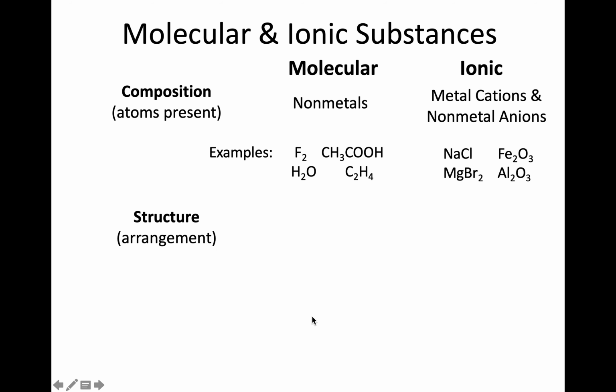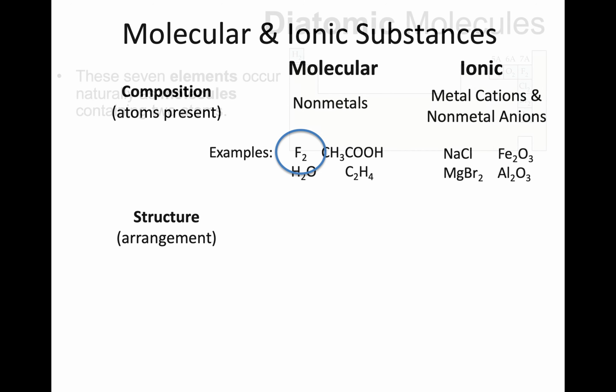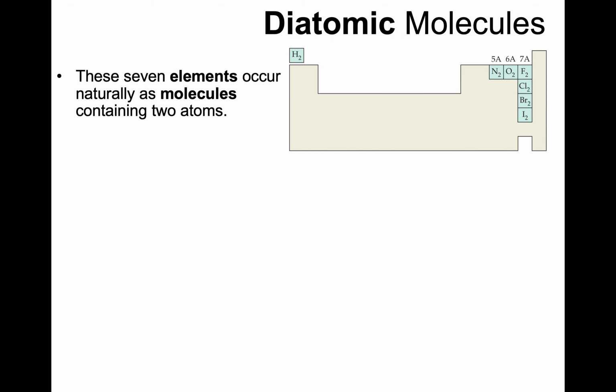We analyzed the formulas. We considered the structure. How about something like F2? What's that going to look like? F2 is an example of a diatomic molecule. There are 7 elements that occur in nature as molecules containing 2 atoms. So I need you to memorize those diatomic molecules.